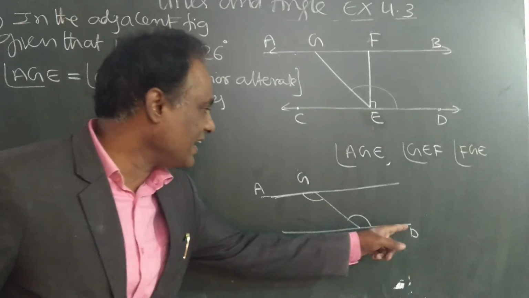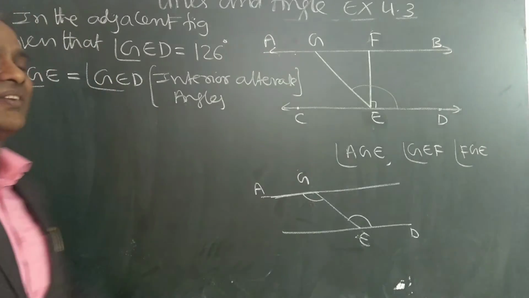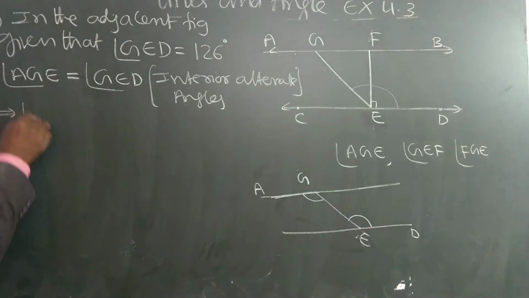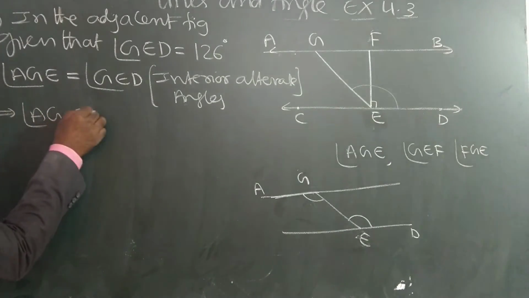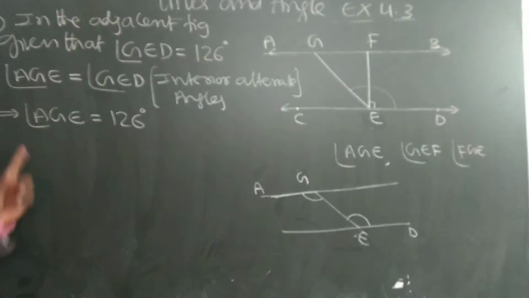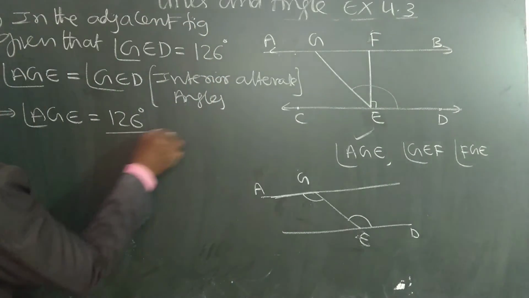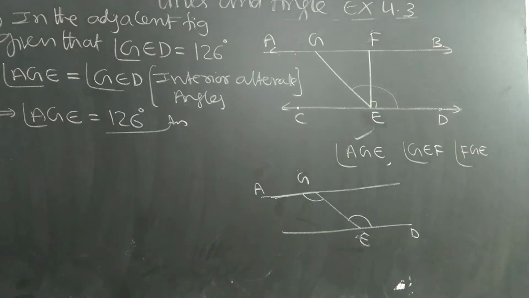Angle GED is given as 126. If this is 126, this is also 126. That implies angle AGE is equal to GED, which is 126. So AGE, which was asked, we got it. Over.